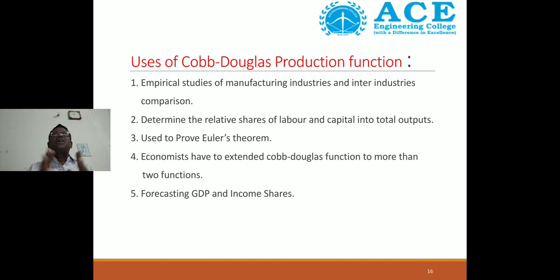So this is the Cobb-Douglas production function. What we discussed was the meaning of the Cobb-Douglas production function, the formula, the properties, the limitations, and then the uses. Then the next topic is different types of production functions. The first one is the Cobb-Douglas production function.